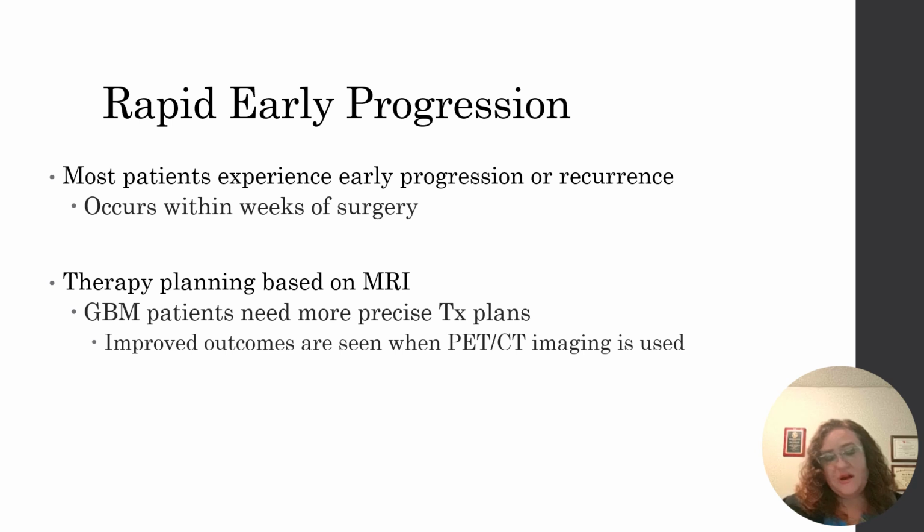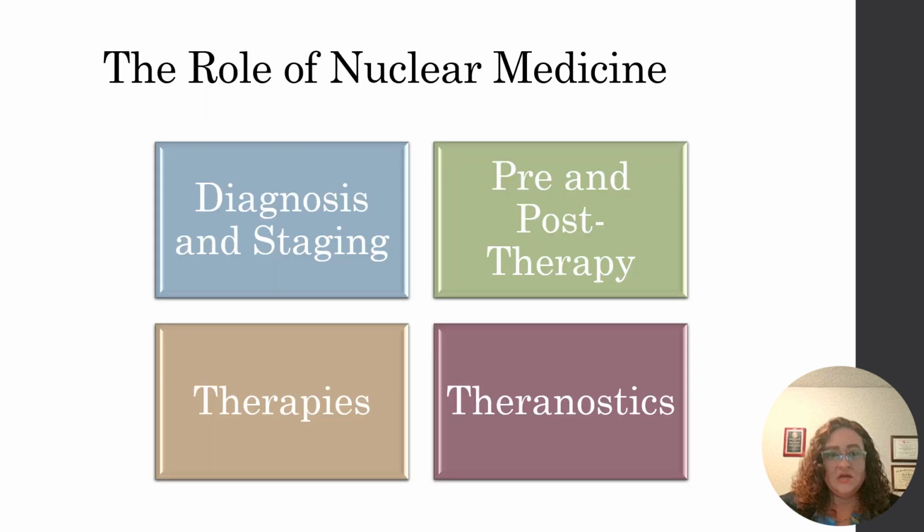Most patients experience progression very early, and this could occur within weeks of a debulking surgery. Therapy planning is based on our MRI currently, but glioblastoma patients really need more precise treatment plans, and they have improved outcomes when their PET-CT is used for imaging. So nuclear medicine has a huge role in glioblastoma already.